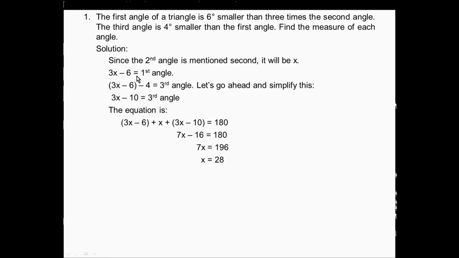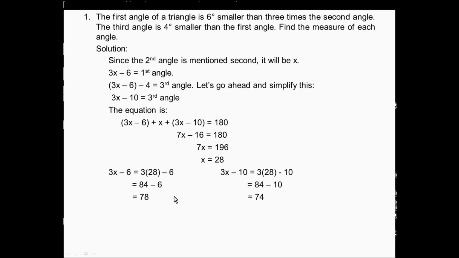Okay, now remember the first one is 3x minus 6. So 3x minus 6 is 3 times 28 minus 6. 84 minus 6, we get 78. And the third one, remember, is 3x minus 10. So 3 times 28 minus 10, 84 minus 10, I get 74.